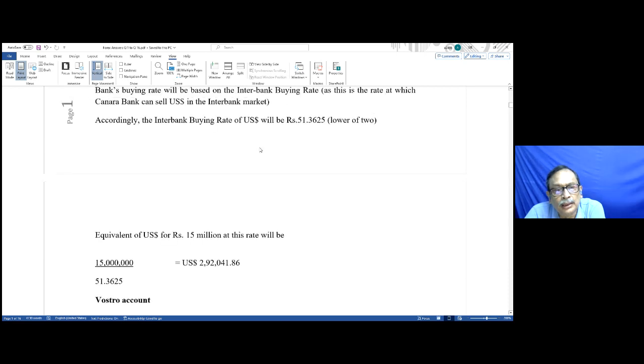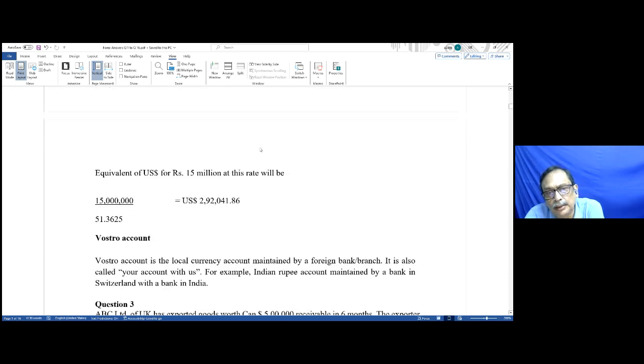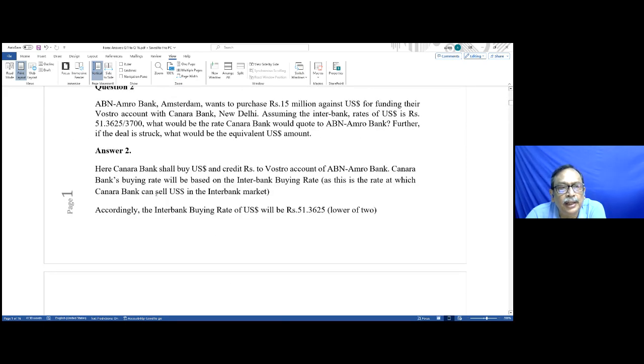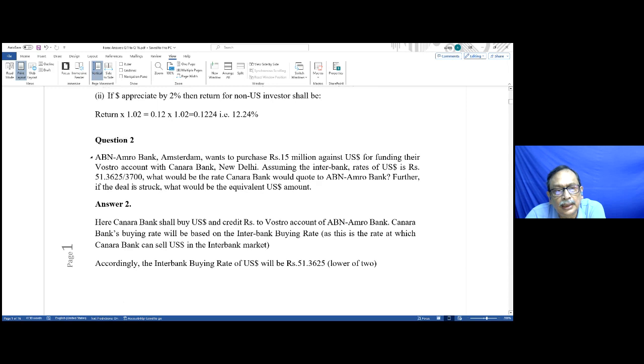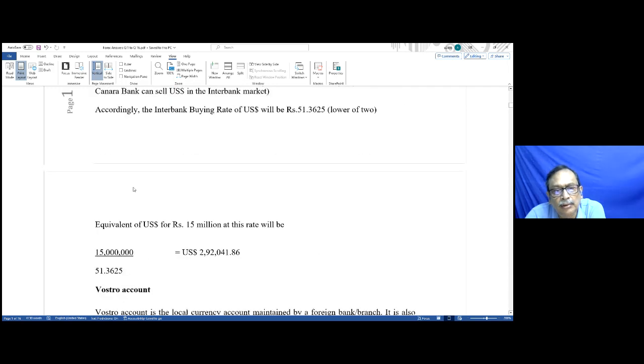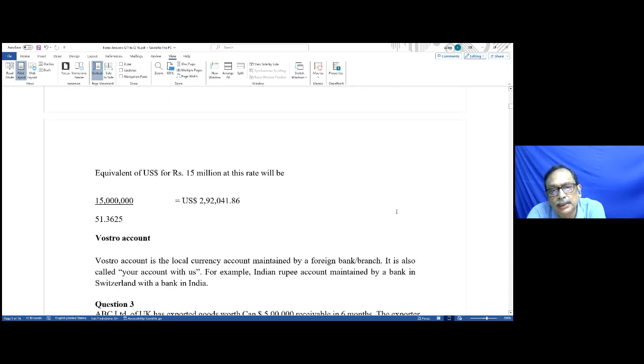The equivalent of US dollar for rupees 15 million at this rate will be 15 million divided by 51.3625, the bid rate, and we will have US dollar amounting to 292,041.86 approximately.